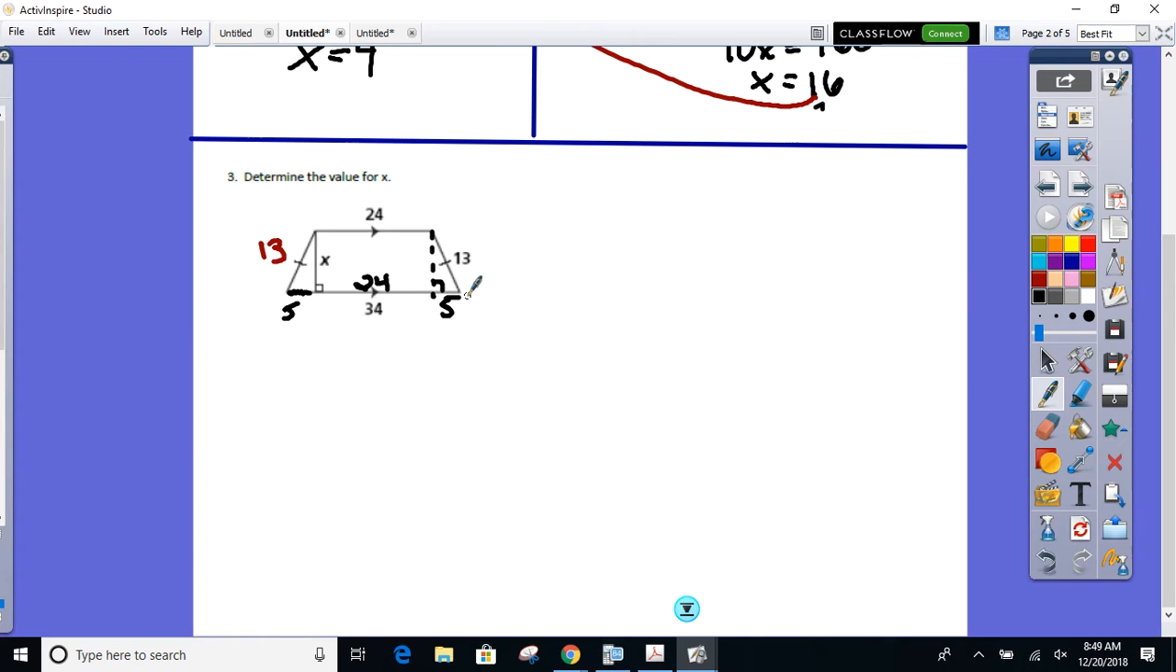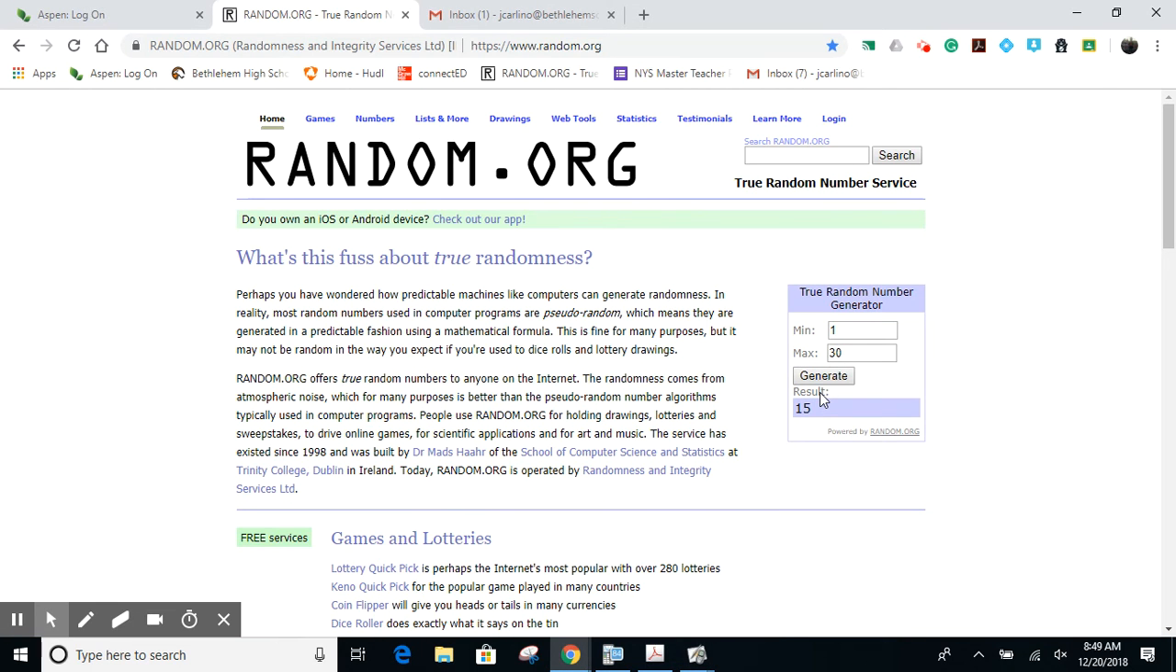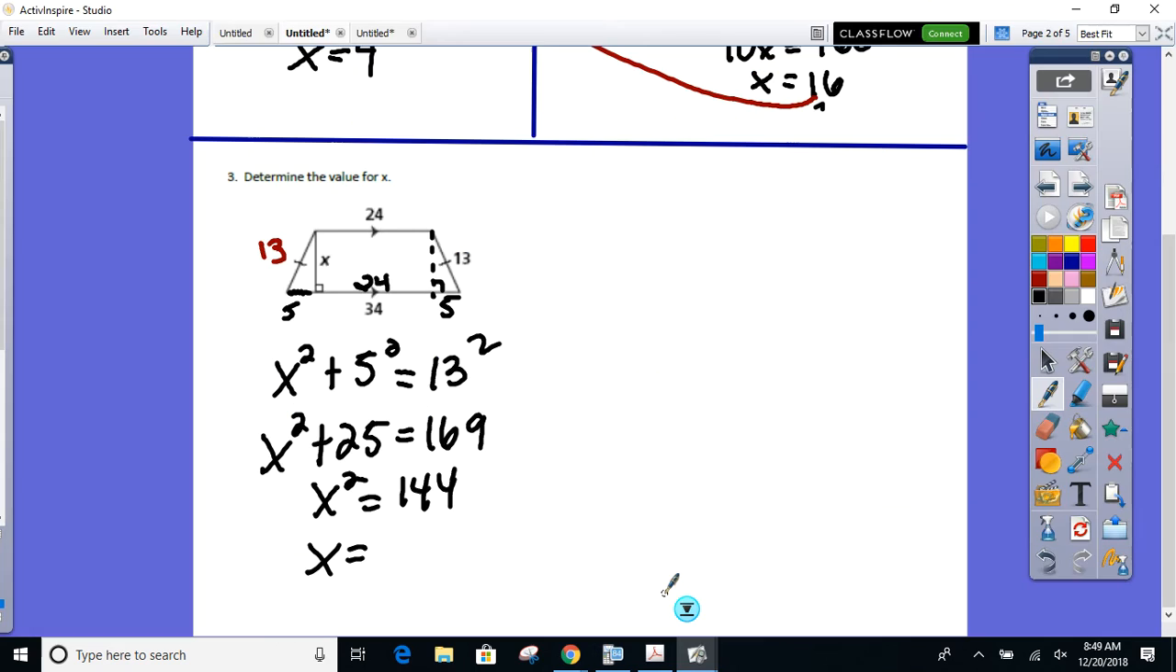Now can we do the Pythagorean theorem? x squared plus 5 squared equals 13 squared. When you're ready, a value of x. 12. Thank you.